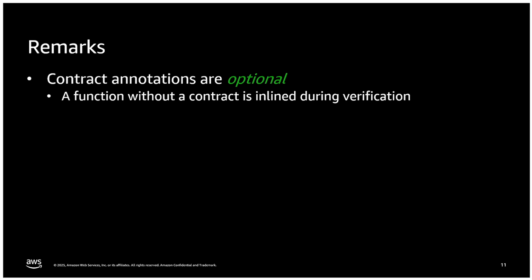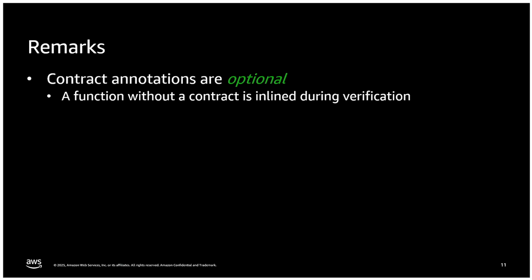So, a couple of things regarding contracts in Kani. The first is that contract annotations are optional. So you don't need to annotate every single function with its contract. And if you don't have a contract for the function, then this function gets inlined, which is kind of like the harness-based verification that Remy was describing earlier. So this gives the user flexibility in which functions they want to write contracts for.